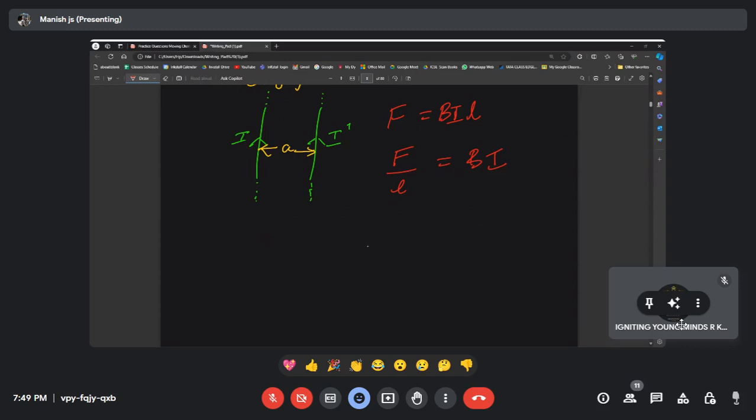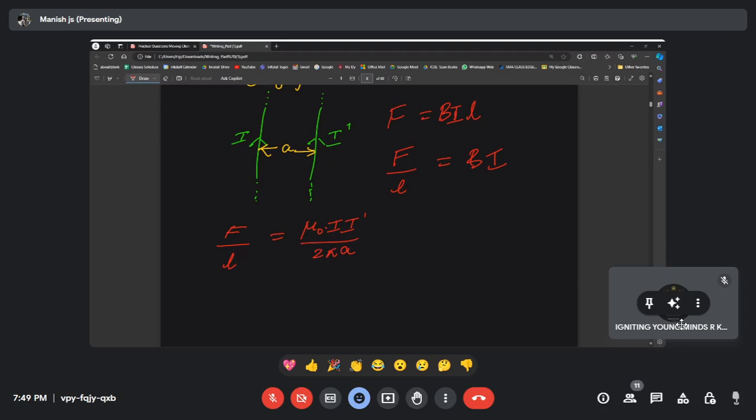So therefore, now we apply the force per unit length. We already know the expression for the force between two conductors: mu naught times the product of both currents. The first current is I, the second current is I dash, upon 2 pi A. So we use this relationship.